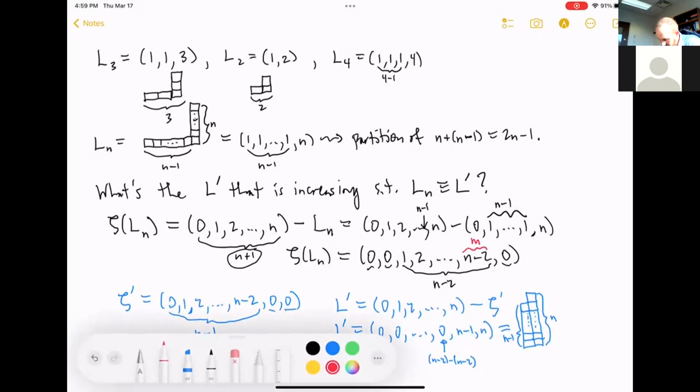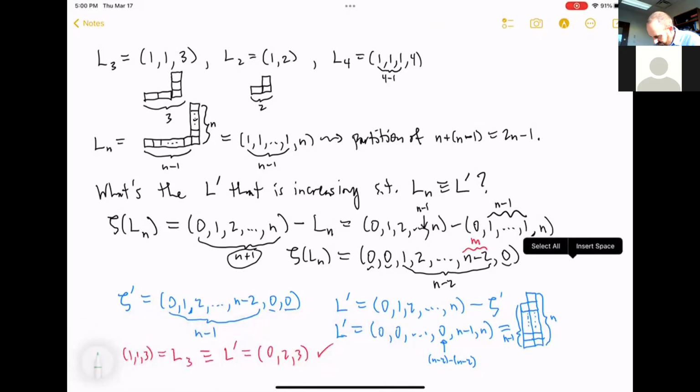Can we see something else that would be interesting? Well, I don't know. Let's see. Like what would L15 be Rook equivalent to? So L15, what would L15 be equivalent to? Well, that's the one where you have literally 14 ones. There are 14 of these, and then you have a 15 in the 15th position.